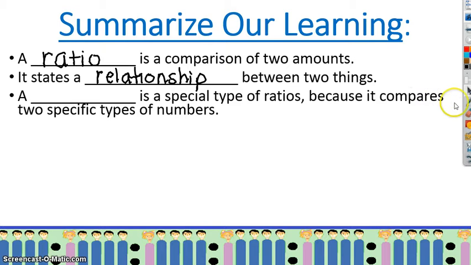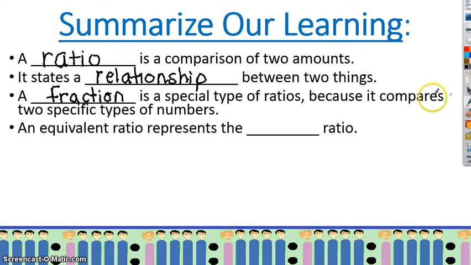A blank is a special type of ratio because it compares two specific types of numbers, which happen to be the number of parts to the number that make one whole. That special type of ratio is called a fraction, and you're very comfortable with those, especially making them into their three forms.